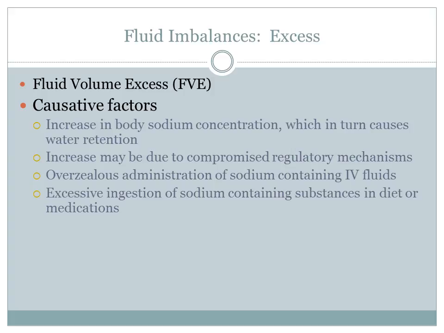Labs would show us a decreased hematocrit and decreased BUN. And again, we treat this by trying to correct the pathological process if at all possible. We can also limit fluid intake, restrict sodium intake, and administer diuretics.